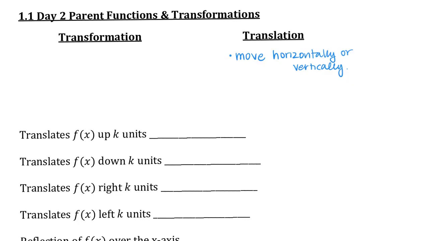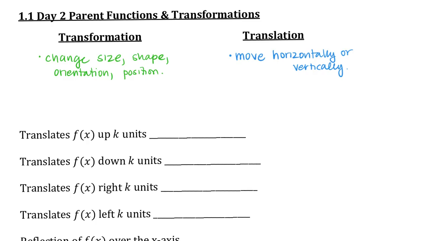Now, if it's a transformation, it can change the size. It could change the shape of your graph. It could get skinnier. It could get wider. It could also change the orientation, meaning it could turn it upside down or sideways. And it could also move it left or right, up or down, just like a translation. So a translation is a type of transformation, but a transformation can do more than just a translation.